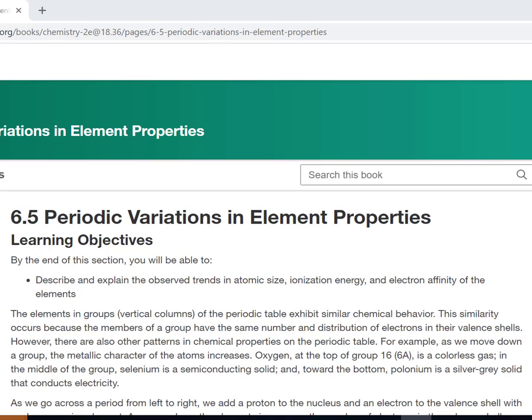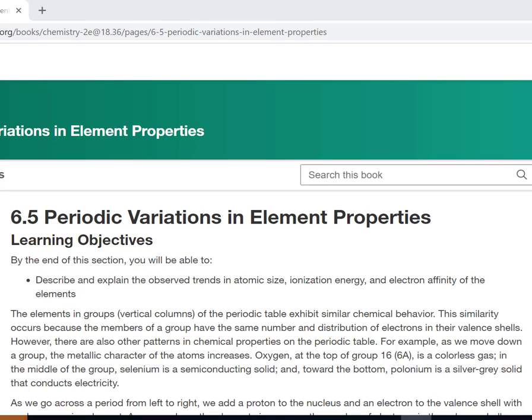Hello, everyone. I'm going to discuss section 6.5, periodic variations in element properties. The learning objectives for this section: describe and explain the observed trends in atomic size, ionization energy, and electron affinity of the elements. This should also include the size of ions, which you might think of as a subset of the atomic size.